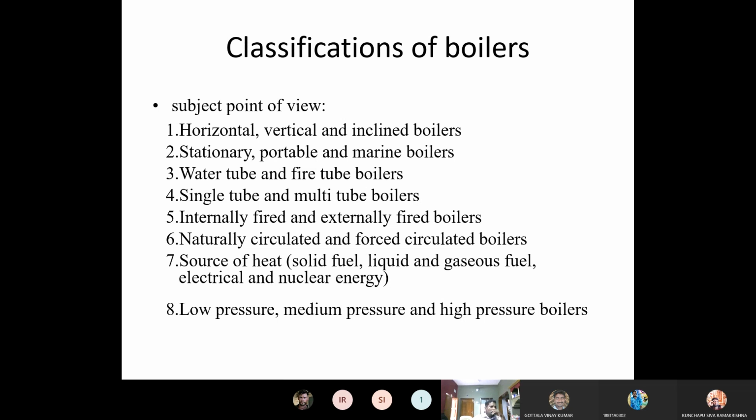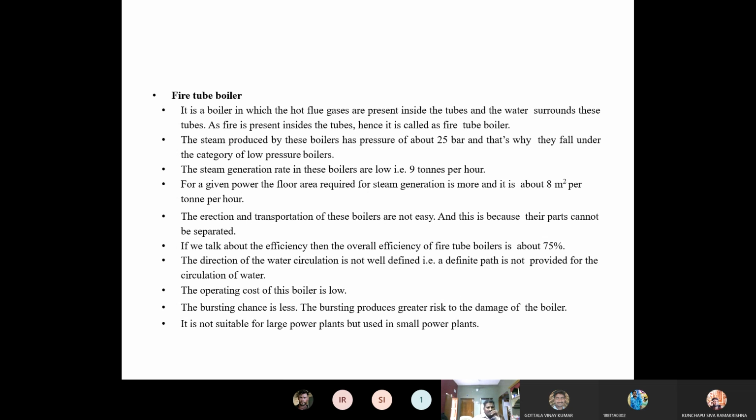According to the circulation of water, they are called naturally circulated and forced circulated boilers. According to the source of fuel used, we classify solid fuel boiler, liquid fuel boiler, gaseous fuel boiler, like that. According to the produced pressure, they are called low pressure, medium pressure, and high pressure boilers. Once again, let us discuss the fire tube boilers.